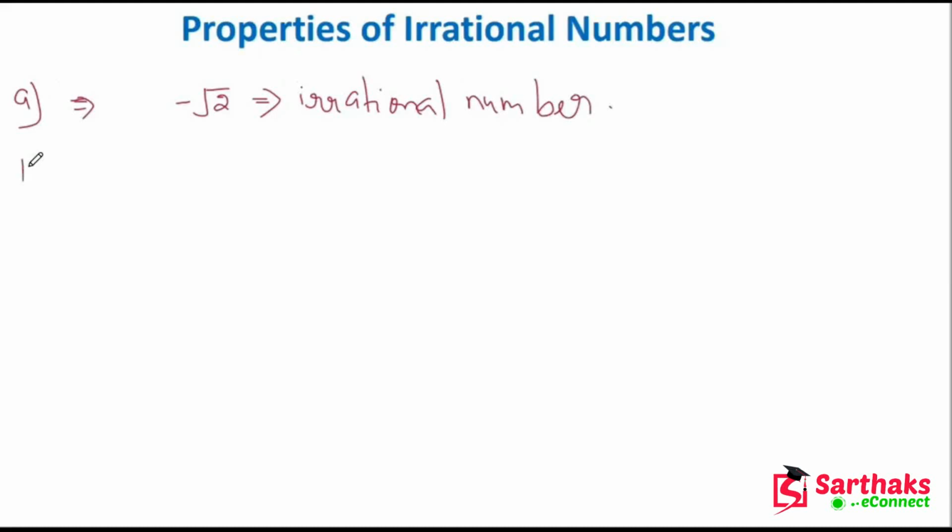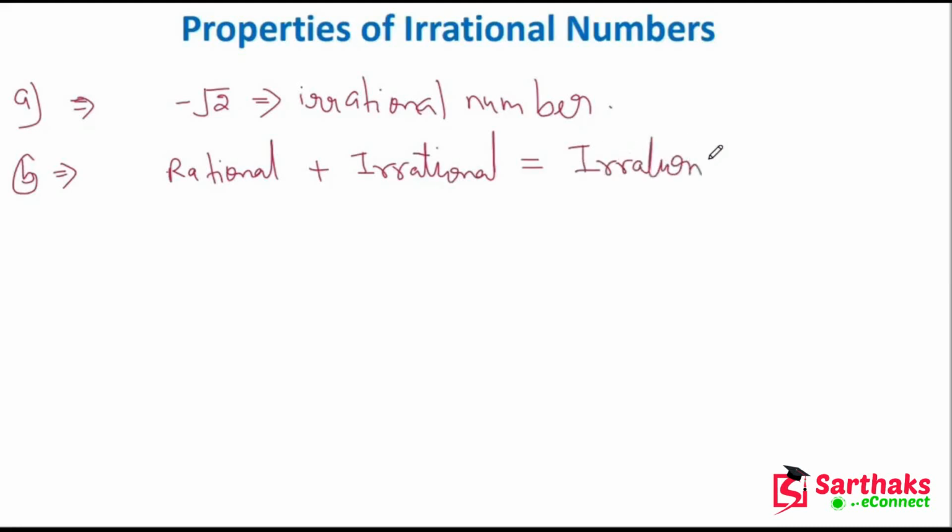Now the next property is that the sum of a rational and an irrational number is an irrational number. Which means the sum of a rational number and an irrational number is always an irrational number. If we add one rational number and one irrational number, the result would be an irrational number.